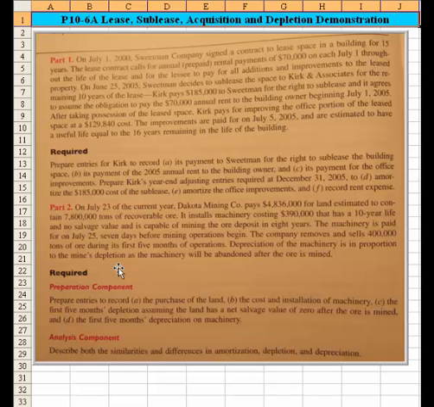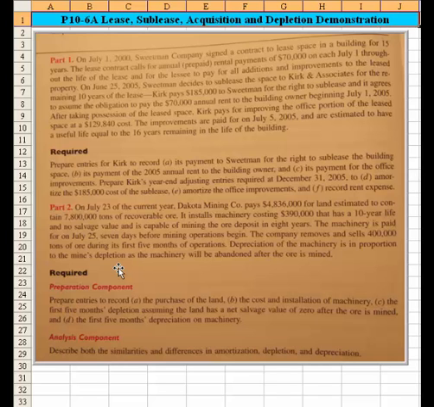On July 23rd of the current year, Dakota Mining Company pays $4,836,000 for land estimated to contain 7.8 million tons of recoverable ore. It installs machinery costing $390,000 that has a 10-year life and no salvage value, and it's capable of mining the ore deposits for 8 years. The machinery is paid for on July 25th, 7 days before mining operations begin.